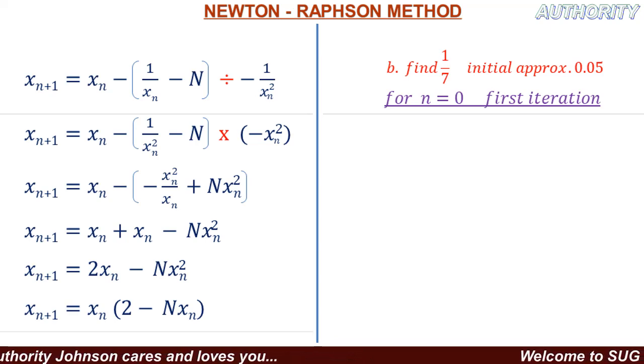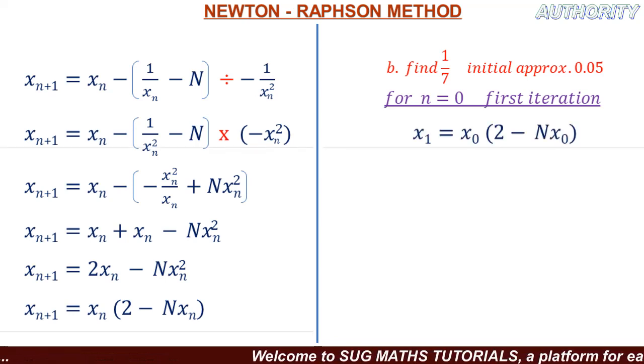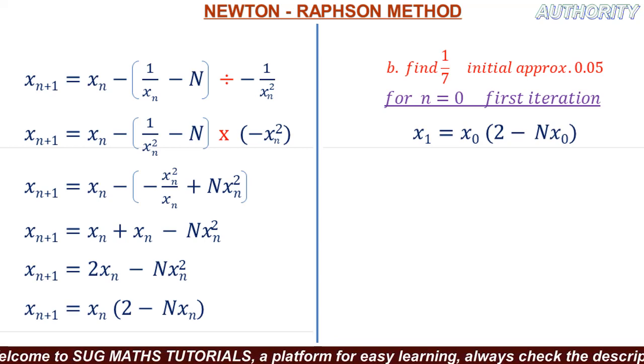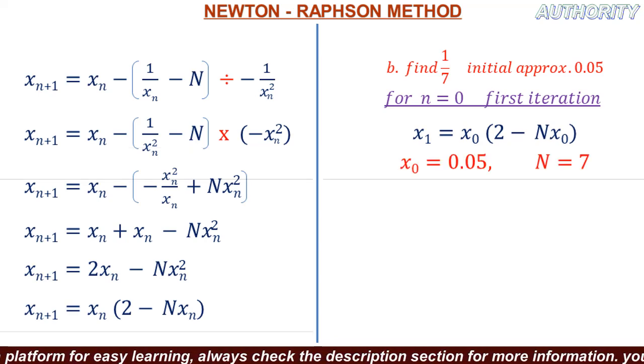When n is equal to 0, what are you going to have? We're going to have x1 is equal to x0 open bracket 2 minus n x0. Your x0 is your starter, your initial approximation. So here we have x0 is equal to 0.05, and your n, which is the positive number you want to find the inverse of, is 7.